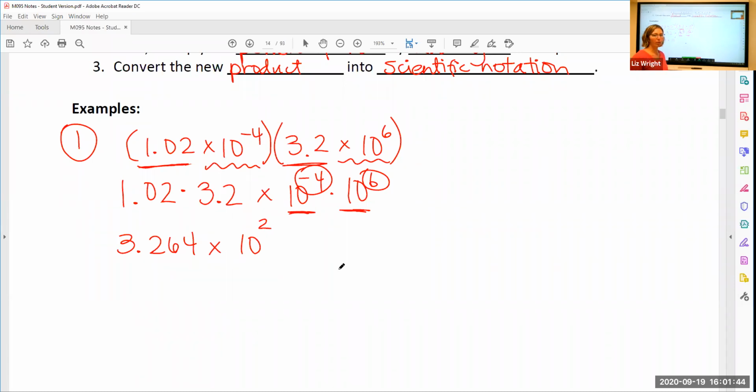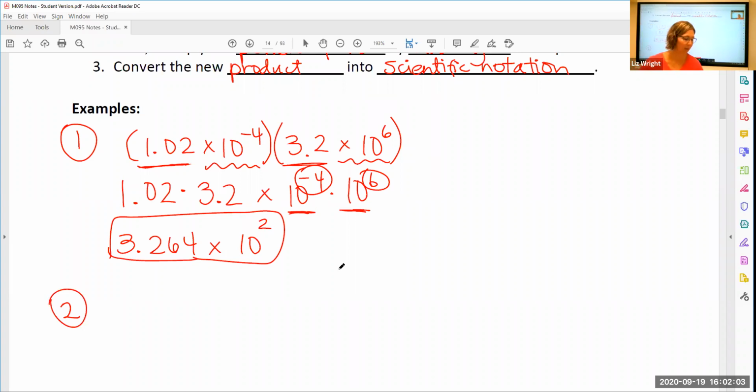Then you look at your final answer and you say, okay, is this number in proper scientific notation? And the answer to that is yes, because this mantissa is in between 1 and 10. So it's perfect. We can actually just circle or box that answer up. That one is done. So let's look at another example.